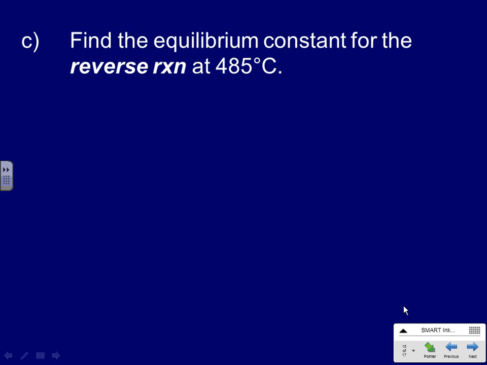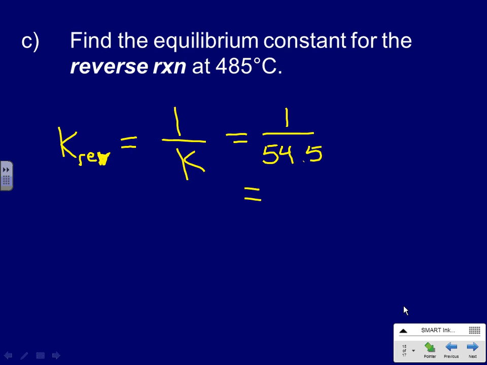Does anybody remember how the K for the reverse reaction is related to the K of the forward reaction? Yeah, we would flip it around, but we have a nice, simple mathematical relationship. It's just the reciprocal, 1 over K. So in this case, it's 1 over 54.5.